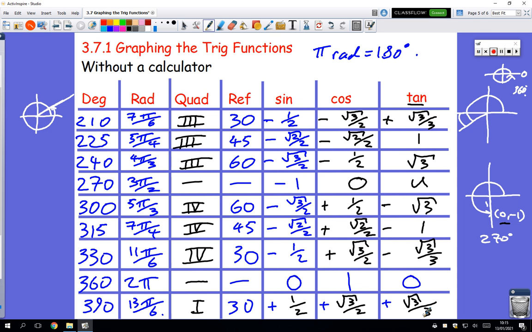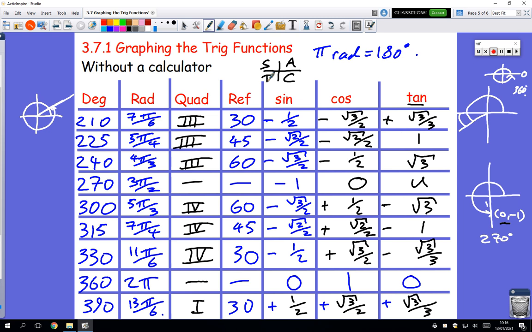Make sure you understand that the sine of any angle is either equal to the positive or the negative of the sine of its reference angle. Which will it be? Well, it'll depend on the quadrant. All trig functions have positive ratios in the first quadrant, only sine in the second, only tan in the third, only cosine in the fourth. So sine should always be negative in quadrant 3. Quadrant 3, tan should be positive. Quadrant 3, cosine should be negative.